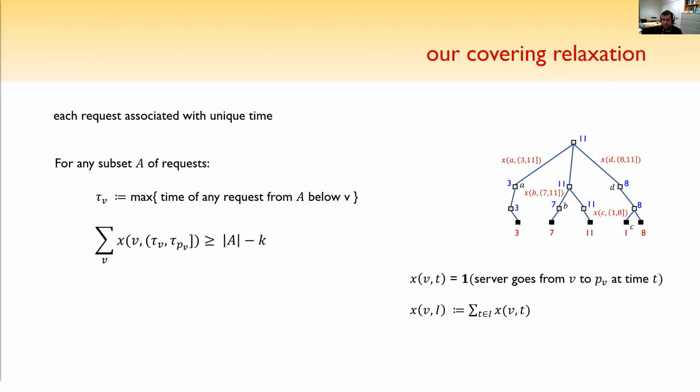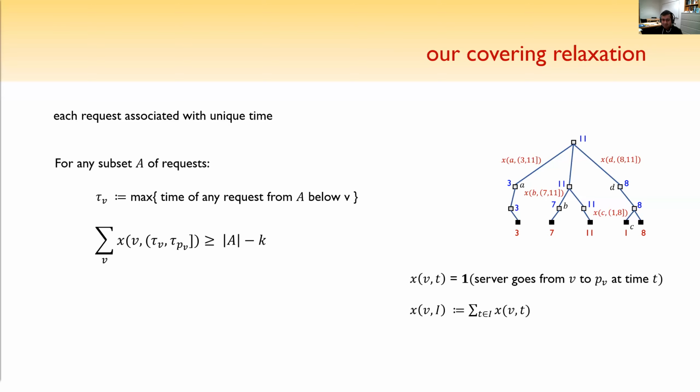So here are the 4 variables corresponding to the non-empty intervals, and I've written the variables on the edges because remember, what each of these variables represents is a server moving on the edge that the variable is written on in the time interval that the variable has. So the variable on the top left indicates a server moving from A to the root in the interval 3 to 11. Okay, so these are the variables. And the constraint says that these variables should add up to at least the size of A minus k.